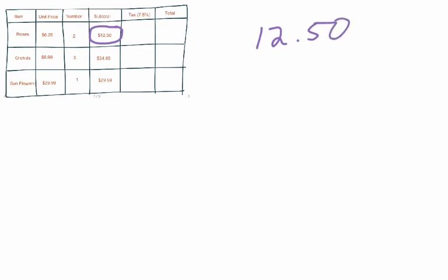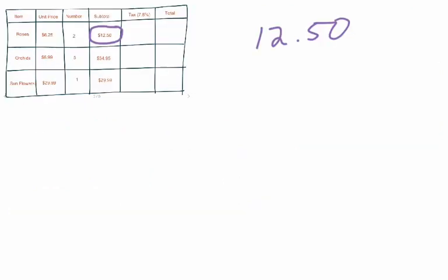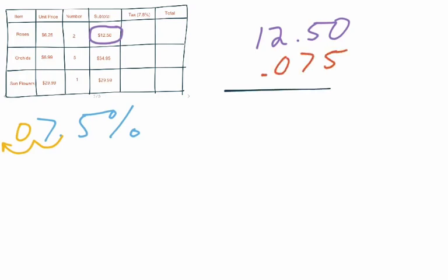and his subtotal was $12.50. We're basically just going to multiply that by the tax rate, which is 7.5%. What we want to do is turn it into a decimal. That's 2 places to the left, so it's 0.075. So we would multiply this by 0.075, and this will give us how much he'll need to pay in taxes, and then we can add that to the subtotal. So let's multiply this out real quick.